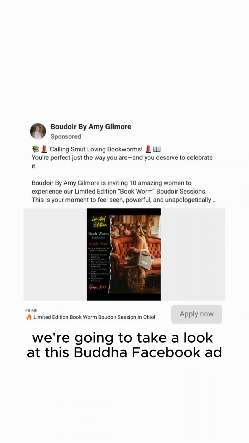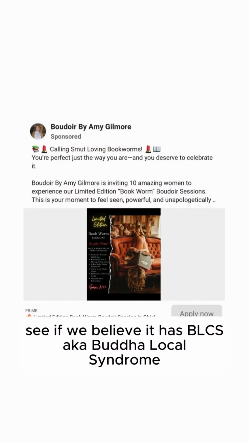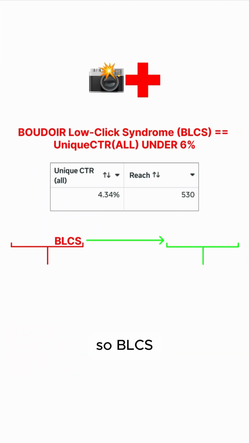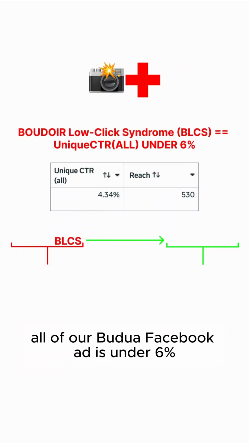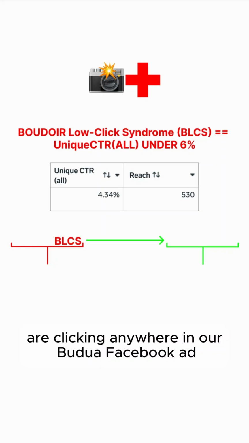All right, we're going to take a look at this Boudoir Facebook ad, diagnose it, see if we believe it has BLCS, aka Boudoir low click syndrome. So BLCS, Boudoir low click syndrome, is when the unique CTR on our Boudoir Facebook ad is under 6%. That means fewer than 6 out of 100 women are clicking anywhere on our Boudoir Facebook ad.